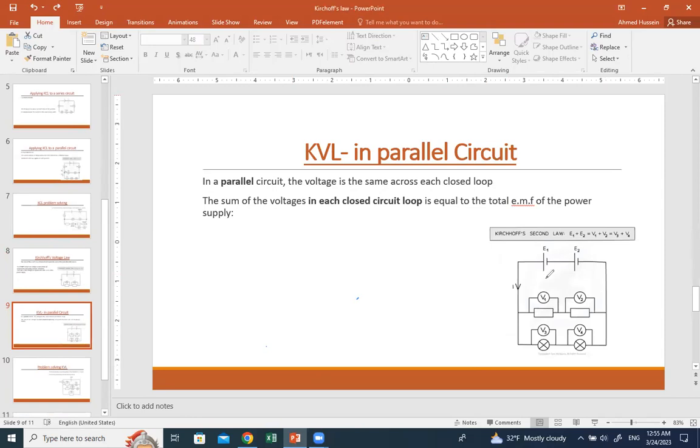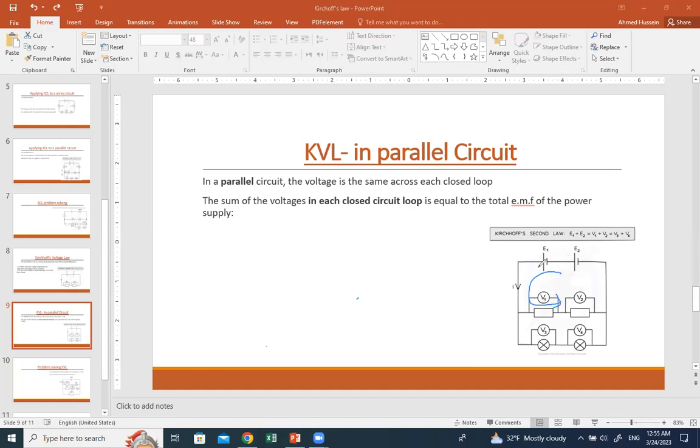Easy and straightforward. Let's apply this law to something more complicated, just like this parallel circuit. In the parallel circuit, it is much easier in my point of view, because the voltage across every loop is the same. So here we will consider every loop as an independent series circuit. We have here one loop, and from this loop, the total EMF, E1 plus E2, equals the total potential drop. So E1 plus E2 will equal V1 plus V2.